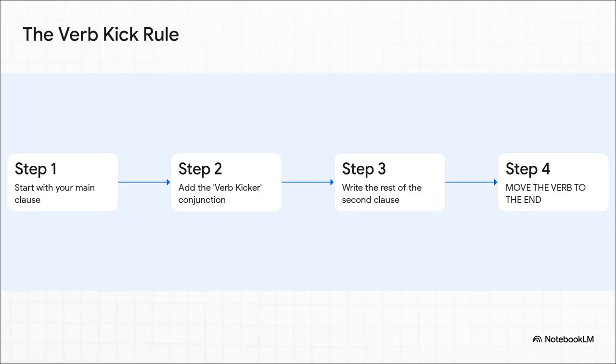And the process is like a simple 4-step recipe. First, you say your main idea. Second, you add your verb kicker word. Third, you write the rest of the second idea without the verb. And then, for the grand finale, you drop that verb at the very end.